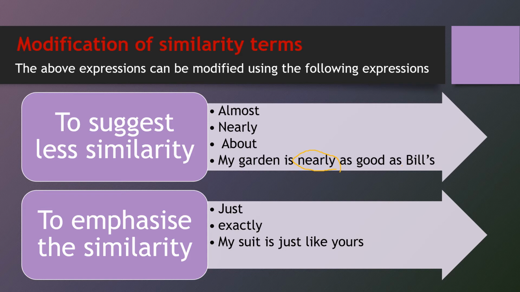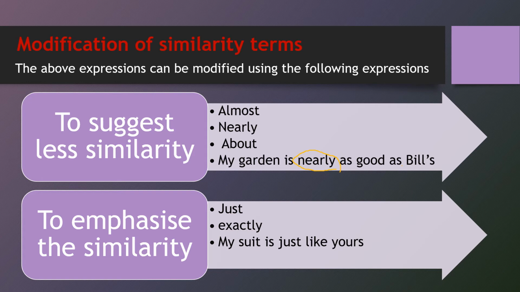In the other case, when you want to emphasize the similarity, you use the two words just and exactly. So our first sentence, which is my garden is nearly as good as Bill's, let's use the word just. My garden is just as good as Bill's, which means it is exactly as good as Bill's, which means it is very similar or closely similar in its being good to Bill's garden. And my other example is my suit is just like yours. Okay? My suit is just like yours, which means it is very closely similar to yours.